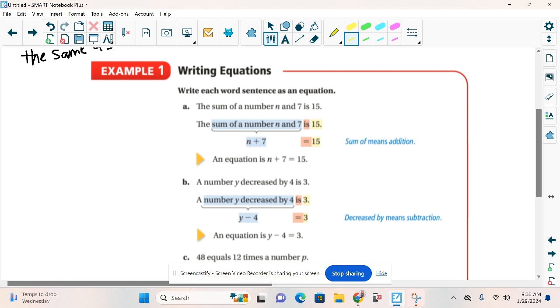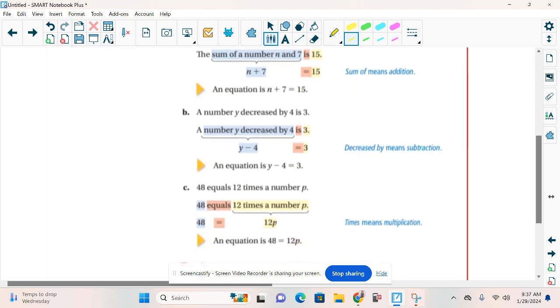So the sum of a number n and 7 is 15. Well, sum means to what? Add. So we're adding n and 7, which equals 15. In example B, we have a number y decreased by 4 is 3. So we have our keyword is, and then we have a number decreased by 4. Well, what does decreased by represent? Subtraction. So we have y minus 4 equals 3.